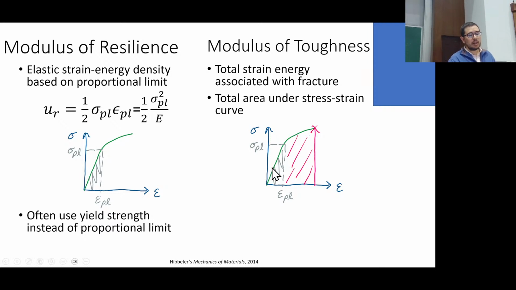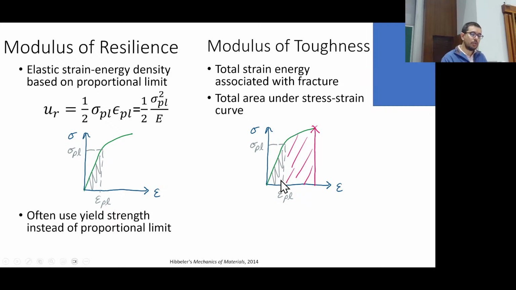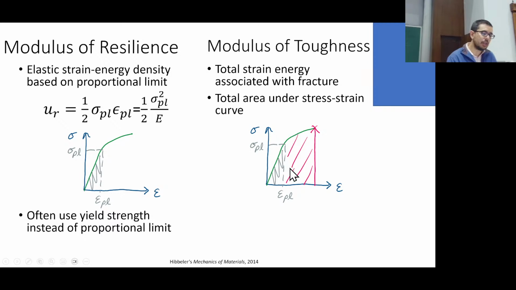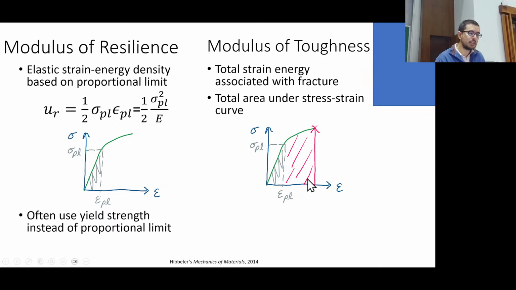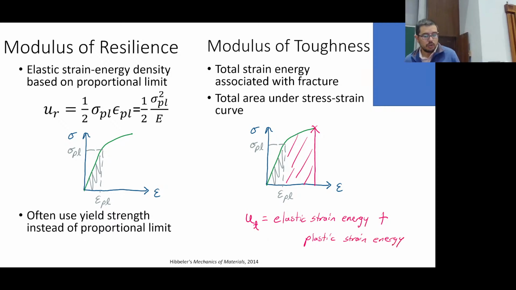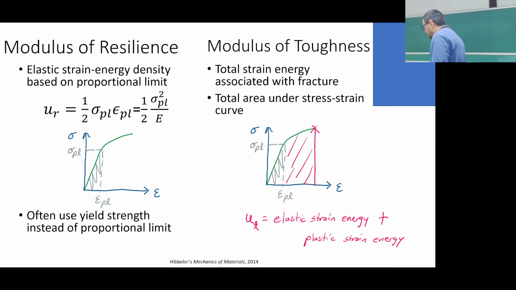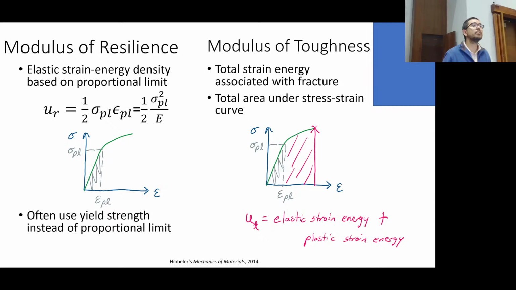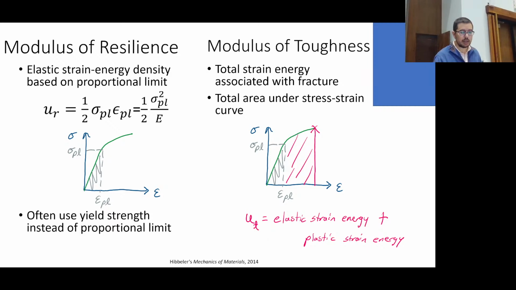And we know that it's got to be larger than the modulus of resilience, and it's kind of often a two-step process. Often you're going to want to calculate out the modulus of resilience, and then you're going to take a look at the area under the rest of the curve to get the modulus of toughness. Okay? So in terms of what the modulus of toughness represents, it represents the elastic strain energy plus the plastic strain energy. Okay? So again, it's just another characteristic.